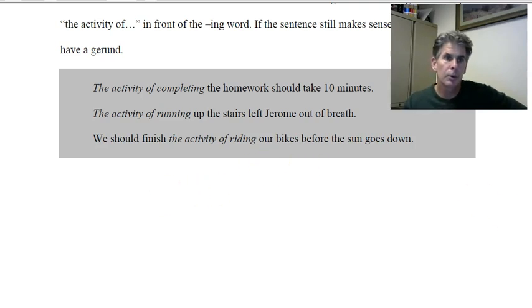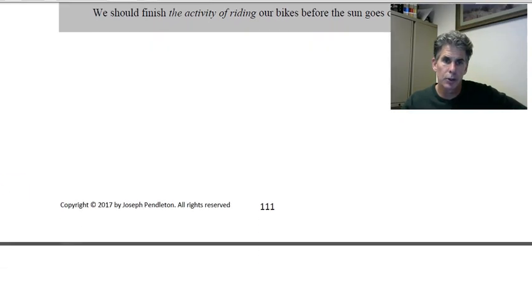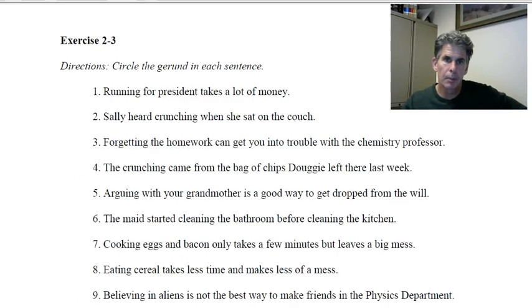Let me review nouns for you really quickly. Let me do an exercise with the gerunds and circle the gerund in each sentence. Running is the gerund. That's what takes a lot of money. Sally heard the crunching. Sally is the subject, heard is the verb, and crunching is the action or activity that she heard going on with the rocks, or I guess inside the couch.